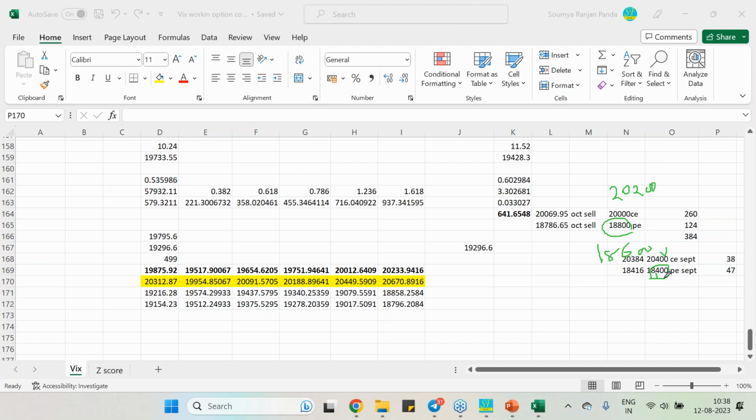If it is consolidating between 20,000 and 18,500 till 12th of September 2023, you can make money. If VIX goes up, losses also will be more. So it is a market neutral strategy. It is neither a bullish strategy nor a bearish strategy, it is a market neutral strategy. You are telling the system we are going to swing between 20,000 and 18,800, based on the VIX.